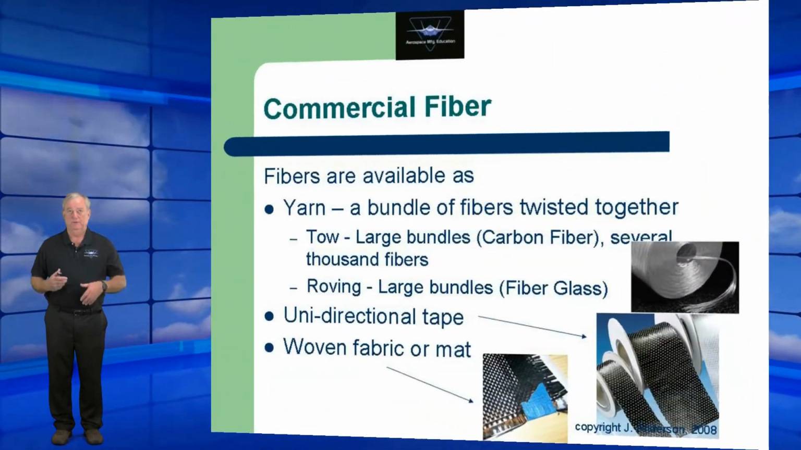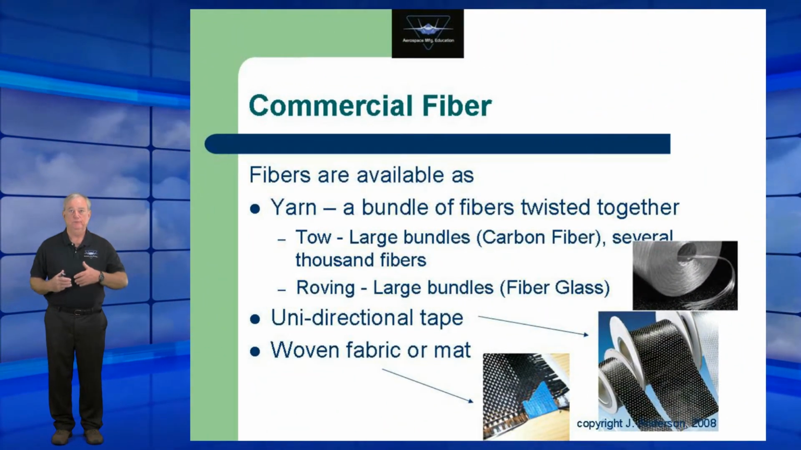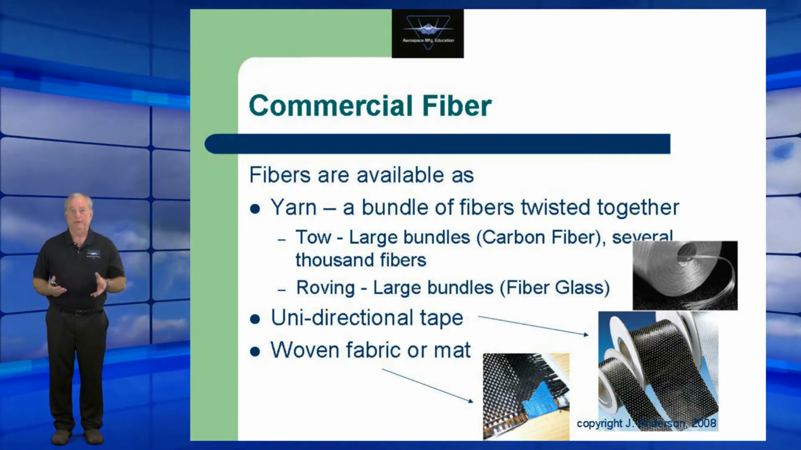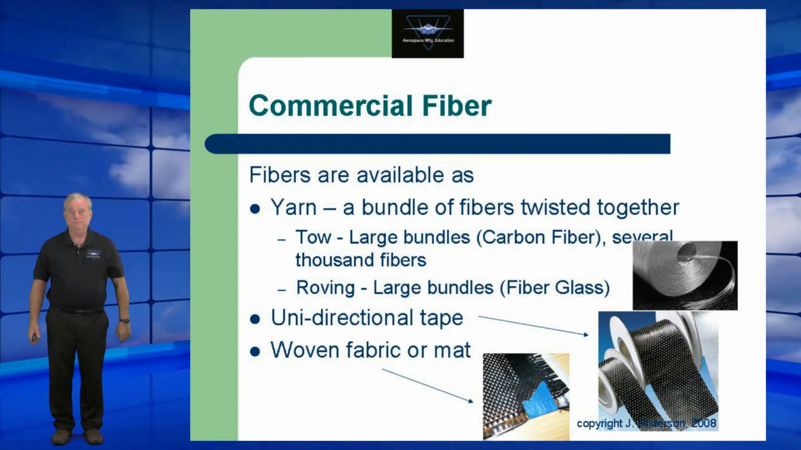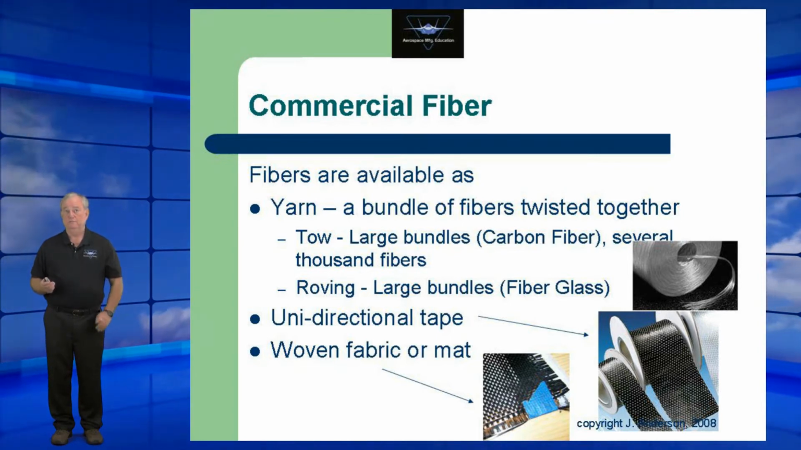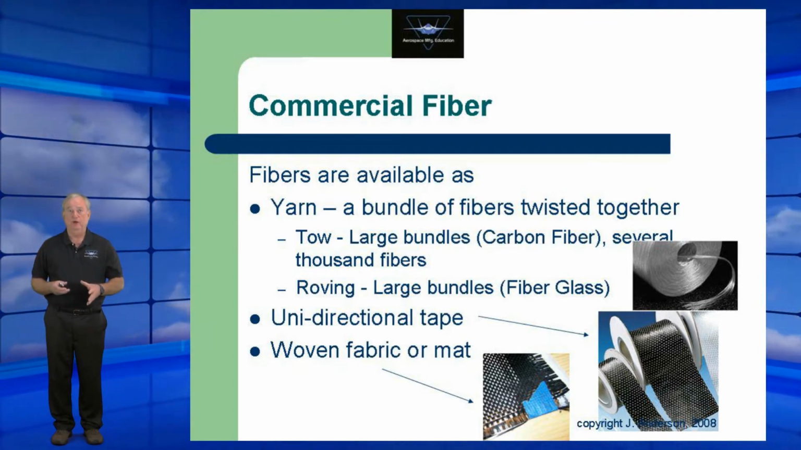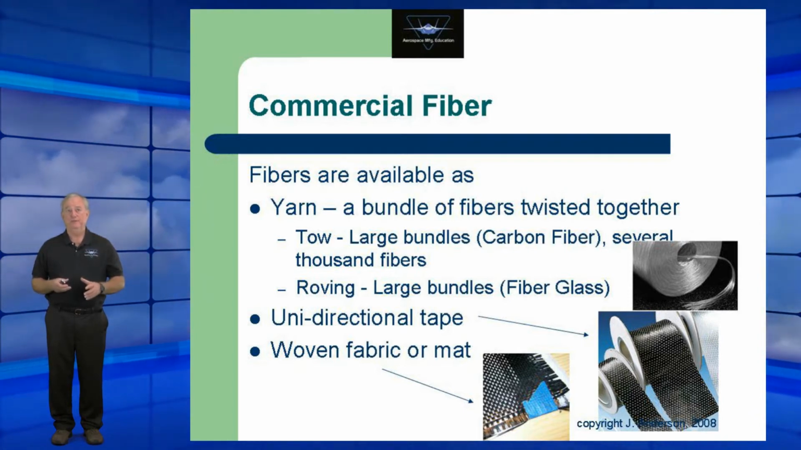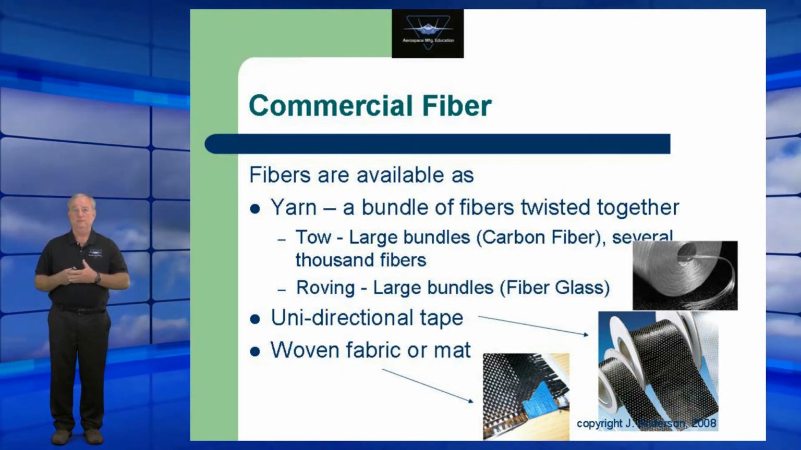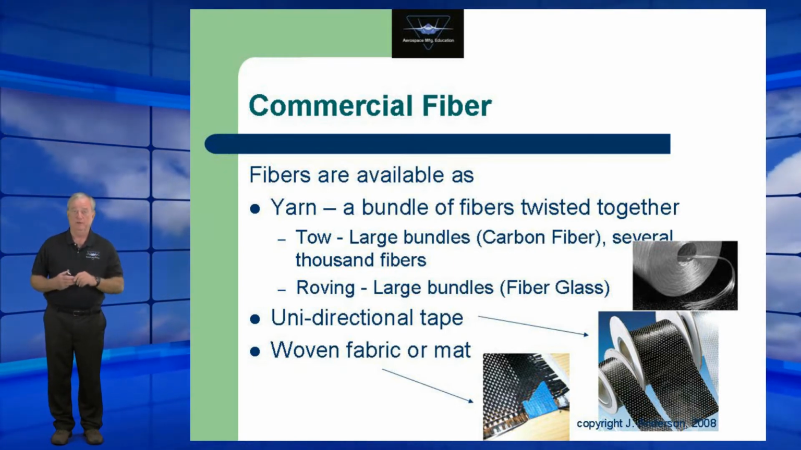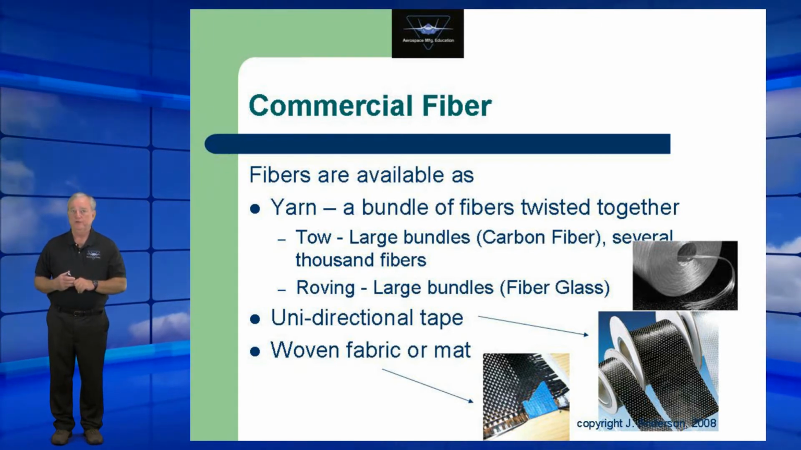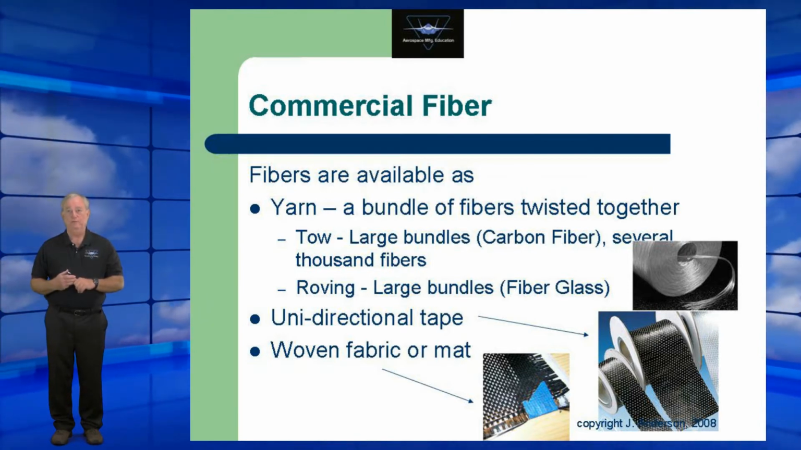Concepts of the materials. We want to talk about the real life applications. What does this stuff really look like, and what sort of materials are actually used in real practice? So commercial fibers are available in several formats. First is a yarn, and that's a bundle of fibers twisted together. Tow is a large bundle, and a roving is a large bundle of fiberglass. Tow is a large bundle of carbon fiber. So you can also get unidirectional tape or woven fabric or mat.